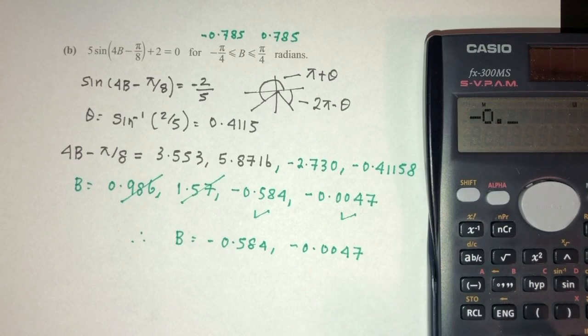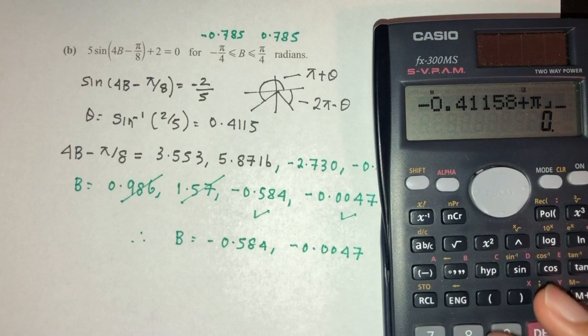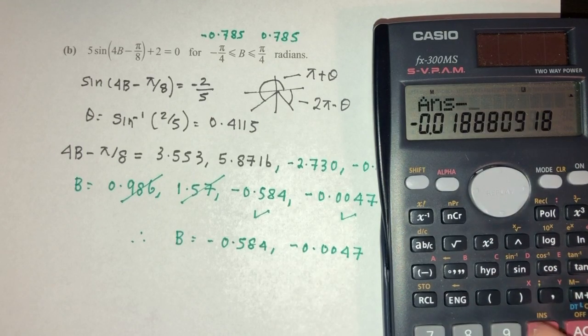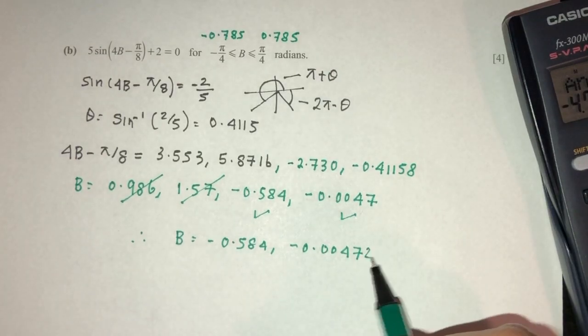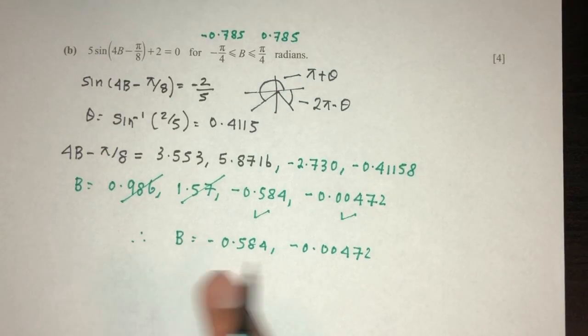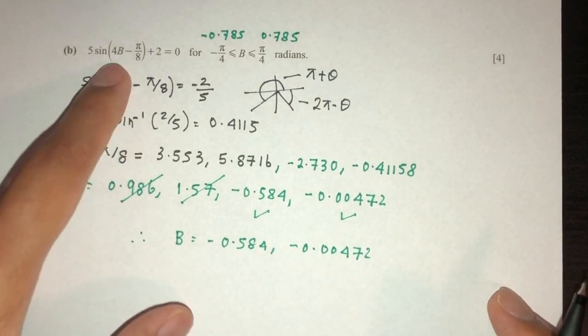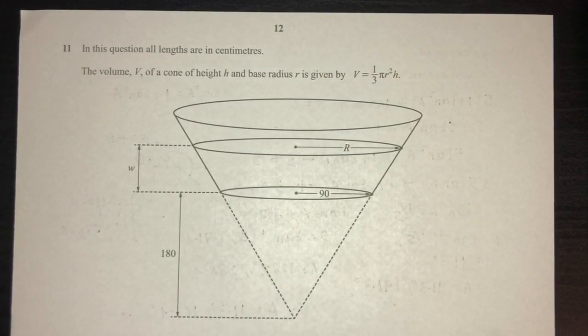Minus 0.41158 plus pi over 8 divided by 4. Okay, so it has to be 3SF, of course. So 3SF should be this value. Okay, so these are the values of b for which this is true. Now that will be your question number 10. Let's move on to question number 11.